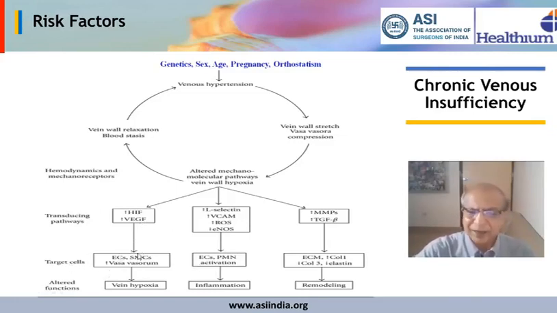And these targets are written here. The targets may be the vasa vasorum activation, PMN activation, or less elastin formation, and there is thus an altered function like venous hypoxia, inflammation in the vein wall, and remodeling may occur if this pathway is taken up, and the vein may also get repaired. As you can see, there is some amount of spontaneous ulcer healing.